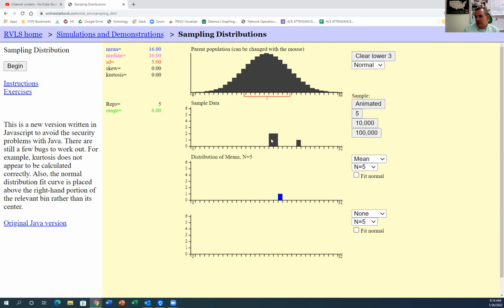Okay, so what that did is it took 5 scores, and notice it ended up with 2 scores right here at about 16, 17, 2 scores here, 17, 18, and I think it's about 21. So it took 5, and then it gave me an average down here. These 5 black boxes are each of my individual scores. The blue box down here is the average of those 5 scores.